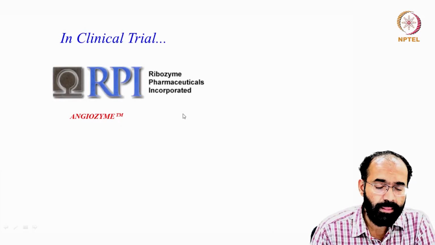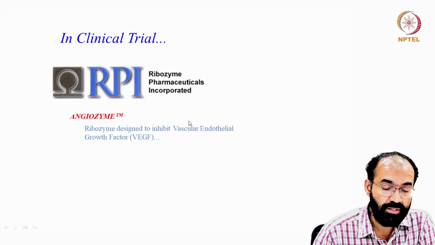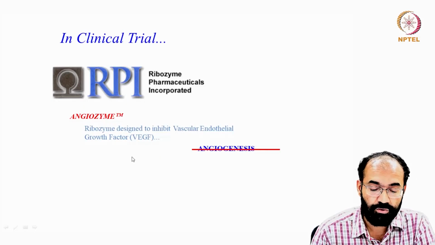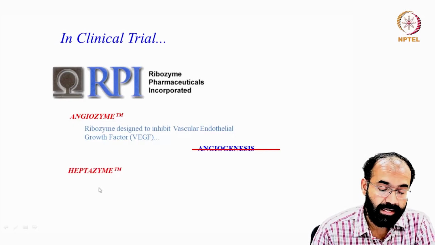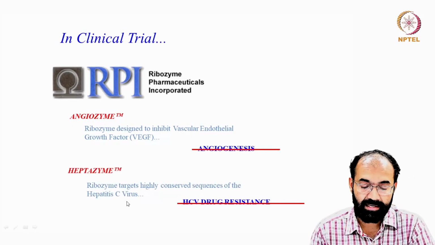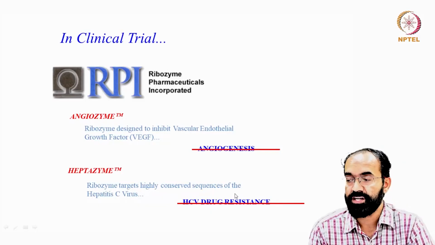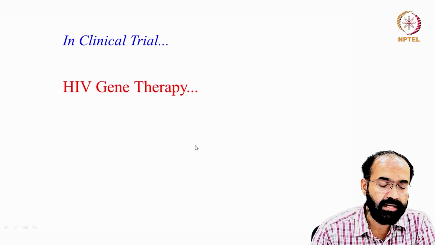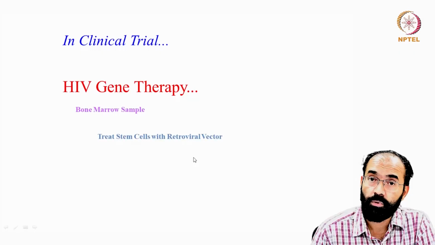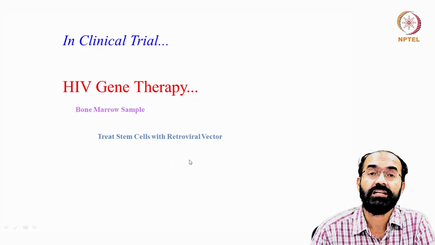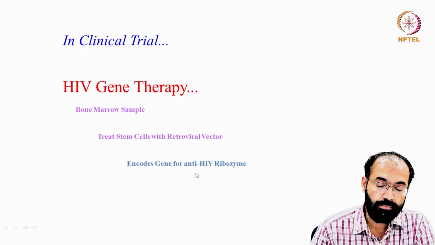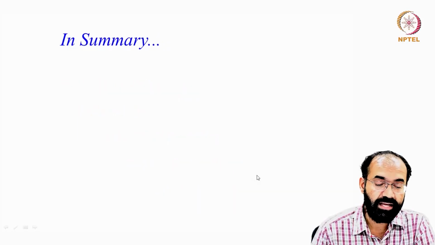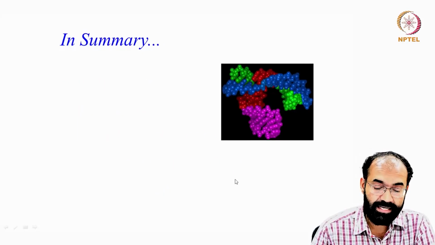So in clinical trials, ribozymes and a lot of pharmaceuticals are there. Ribozyme Pharmaceuticals Incorporated, and Angiozyme is a product which is used to target VEGF, and Hepatozyme is a product that is targeting hepatitis C virus infection. So these things are quite handy for repair. And in clinical trials, anti-HIV therapy also is going on with bone marrow samples, treating stem cells with retroviral vectors that encode a gene for an anti-HIV ribozyme, and reimplanting the treated cells. So these are all the ways in which you carry out ribozyme mediated treatment.